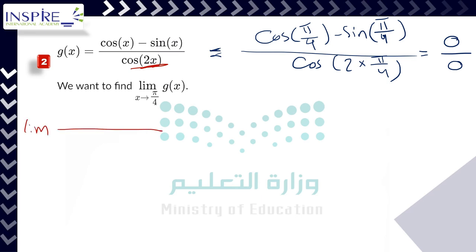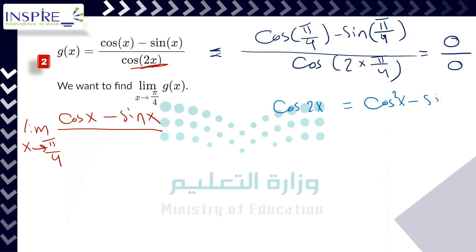Limit of cosine 2x over cosine x minus sine x as x approaches pi over 4. Okay, we will replace cosine 2x with cosine squared x minus sine squared x. So it will be like this, cosine squared x minus sine squared x, and then expand your expression and factorize it.